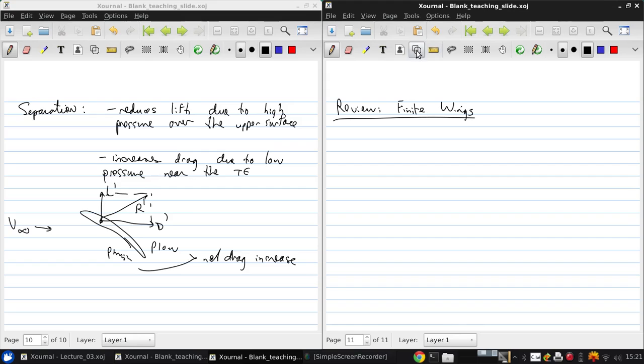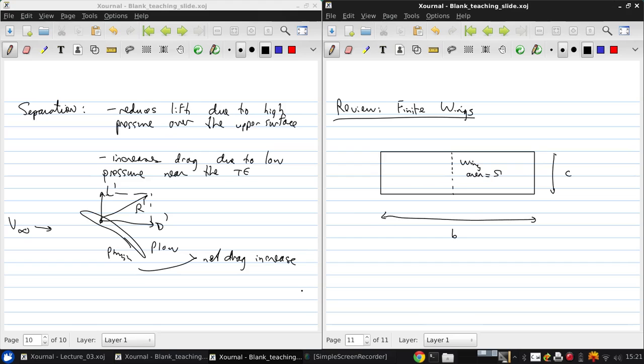So here's a picture that might look familiar. We have a rectangular wing. There's the middle. The wing area is S. It has chord C. And the span of the wing is B. So this is looking down. This is the top view. The freestream is coming in like this.